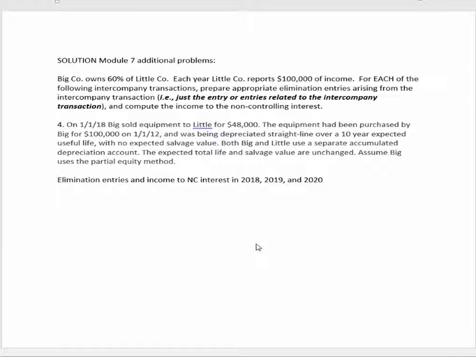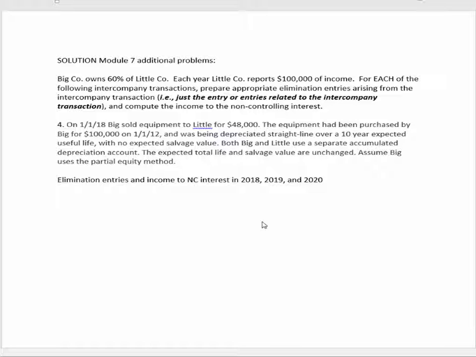Okay, solution to the fourth of the Module 7 additional problems. This is going to be a downstream sale. Big is selling equipment to Little for $48,000. The equipment had been purchased by Big for $100,000 a few years earlier and was being depreciated straight line over a 10-year expected life with no salvage value. Both Big and Little use separate accumulated depreciation accounts, and they're both going to use straight line depreciation.